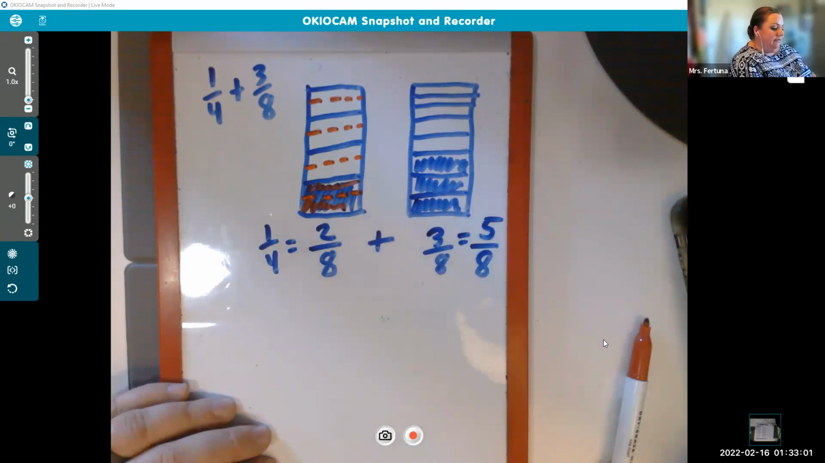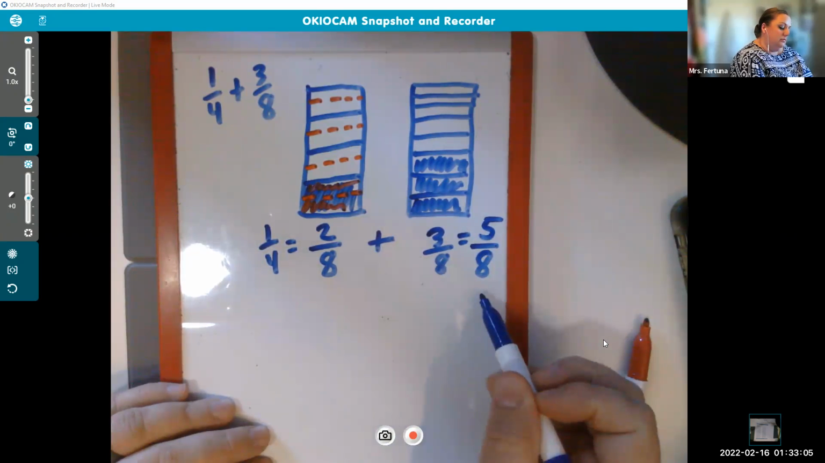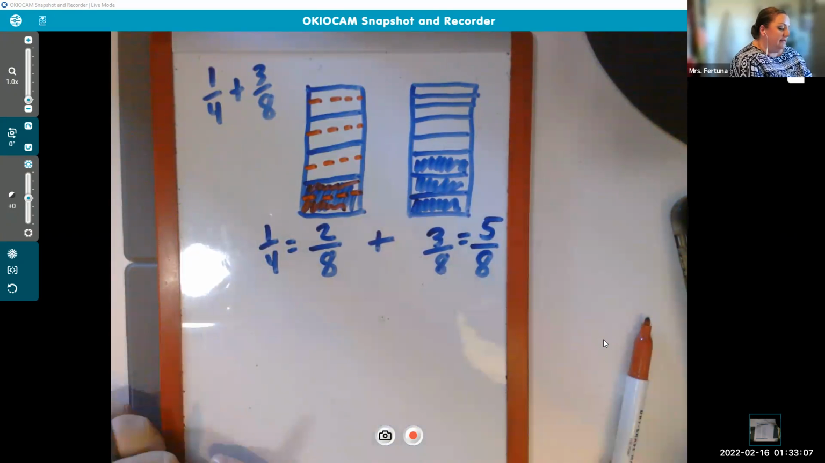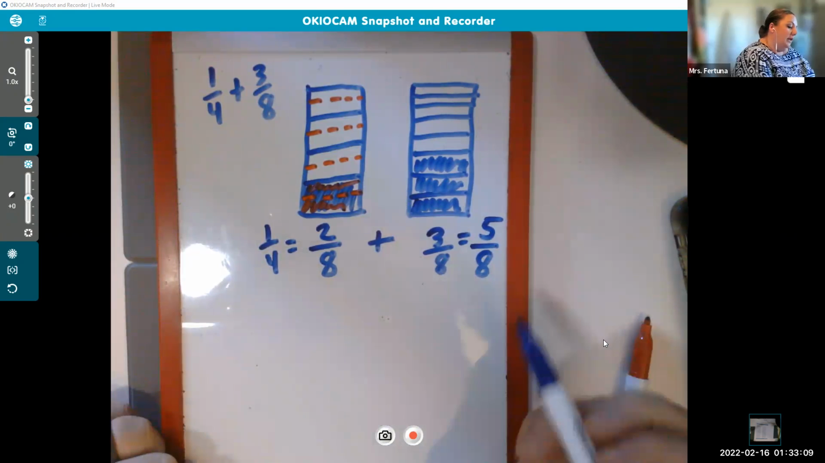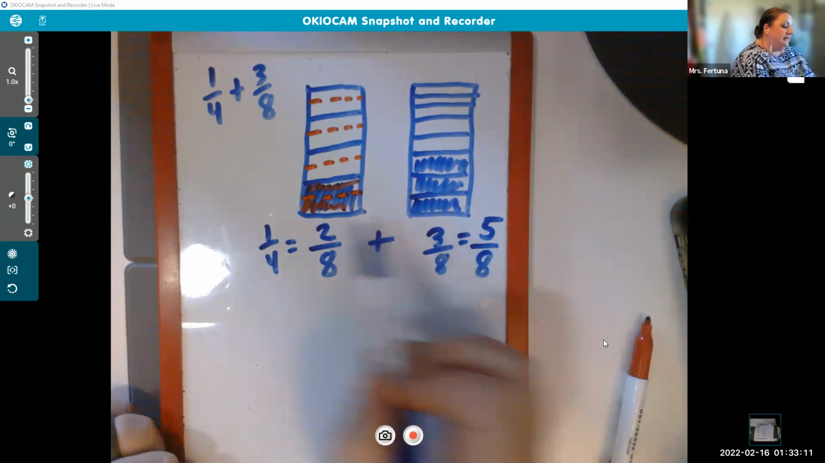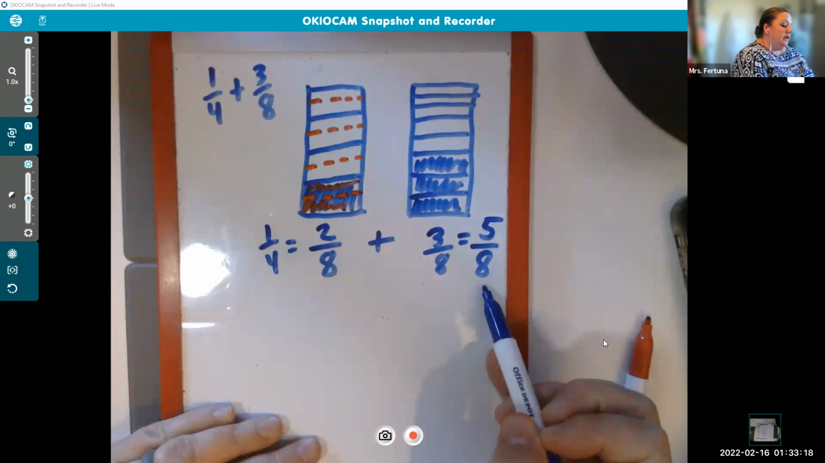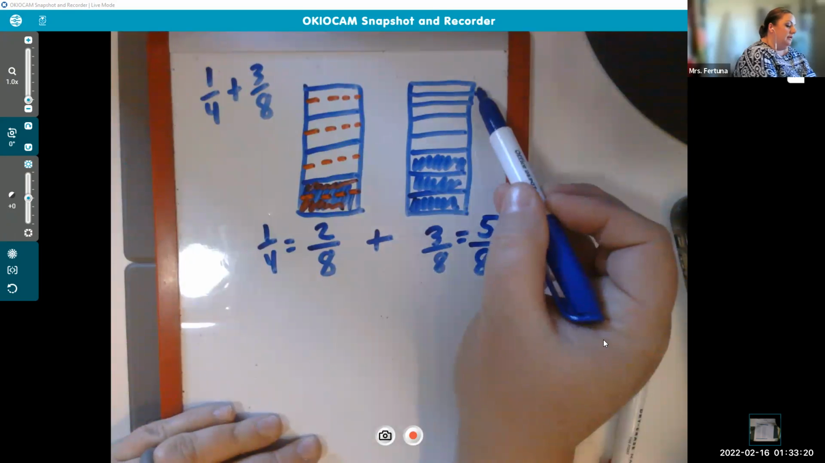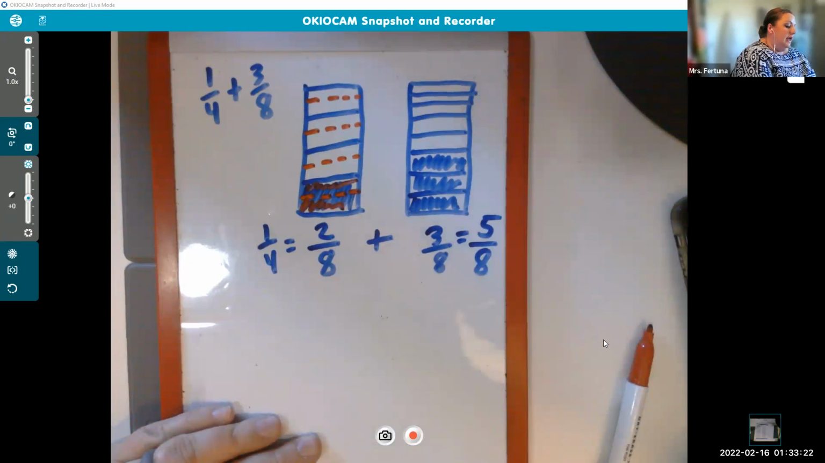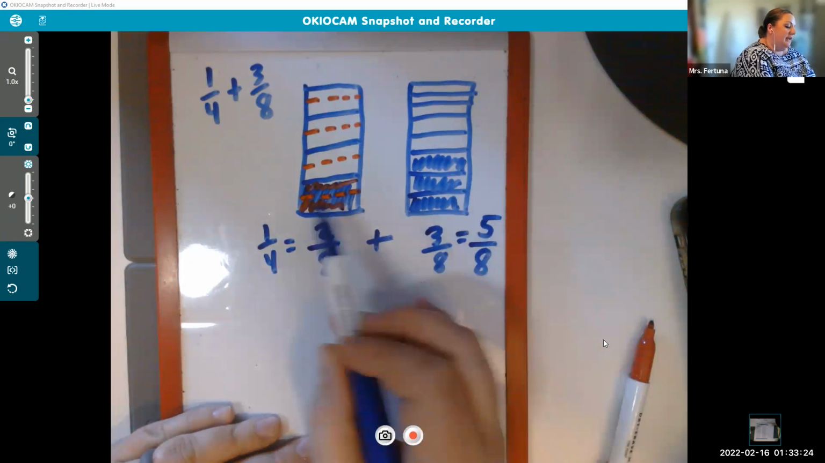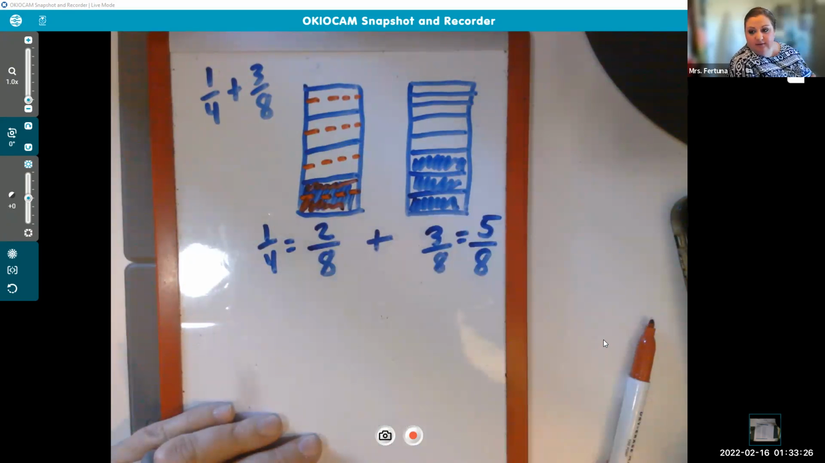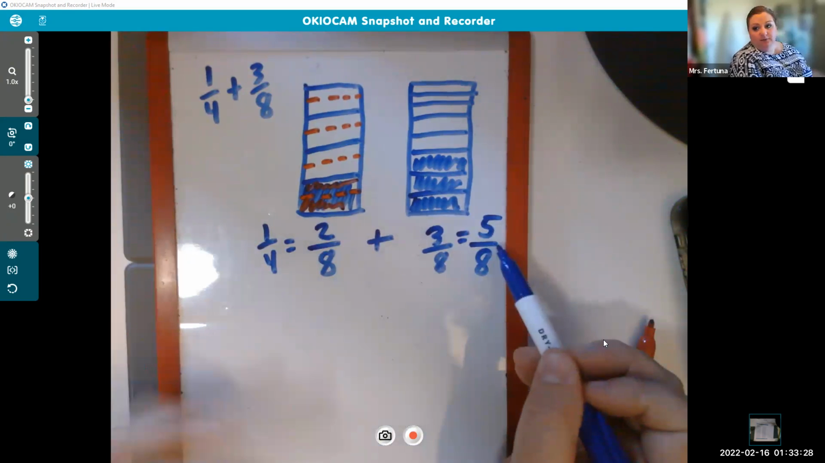Well, let's see if that's true. Is this true? Let's go back and see. Well, we can look at our bar model here to see if our answer was correct. So we know for sure that there are 8 pieces in one chocolate bar. Absolutely. Now we want to go back and see, out of all the shaded pieces, is there 5? And that was the answer we got, right?